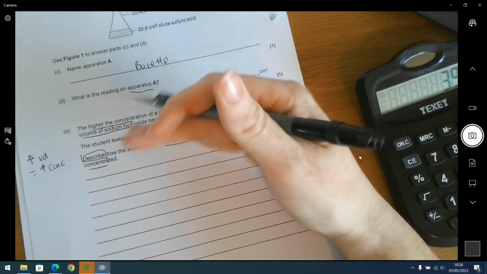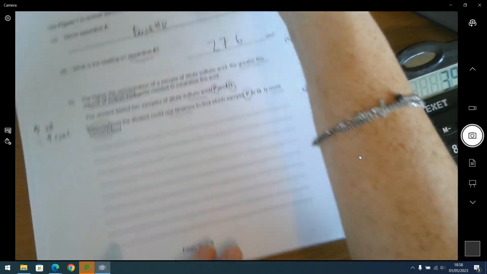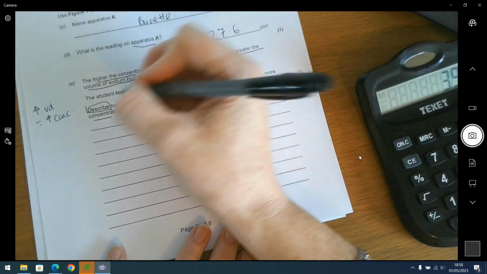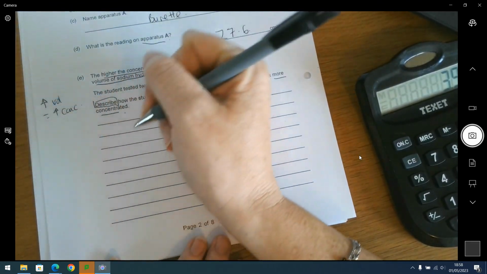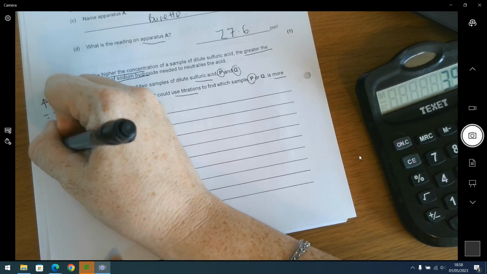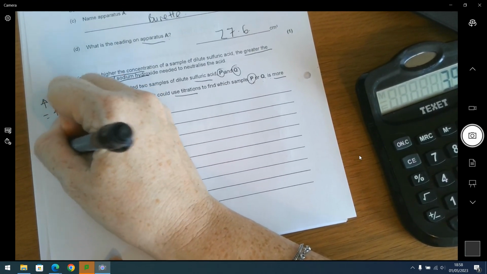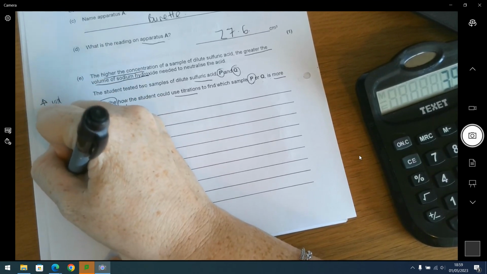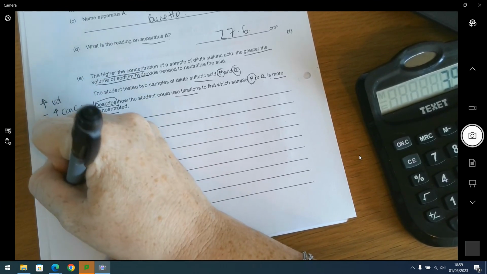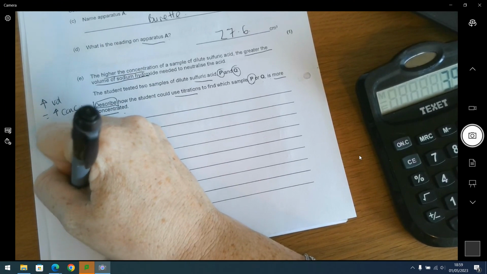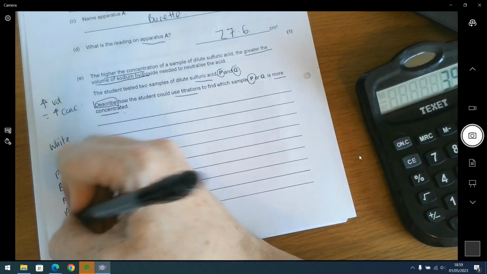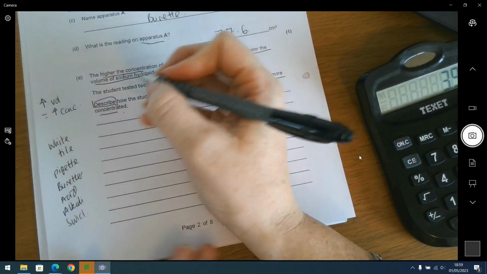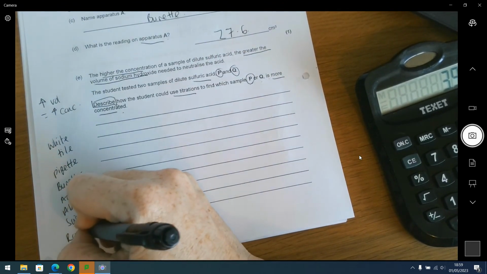So we've essentially got to describe a titration. Okay, so just like we've done before, down the side I'm going to write all the things I need to remember. So I've got white tile, I've got pipette, burette, I've got my acids, I've got my alkali, swirl, rough titration.